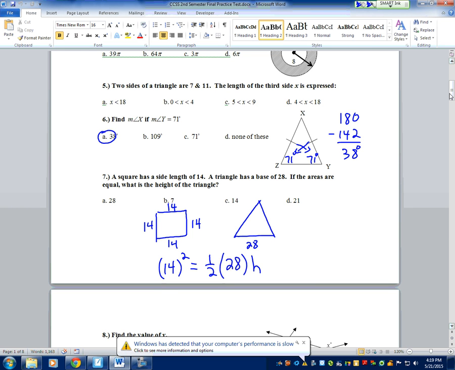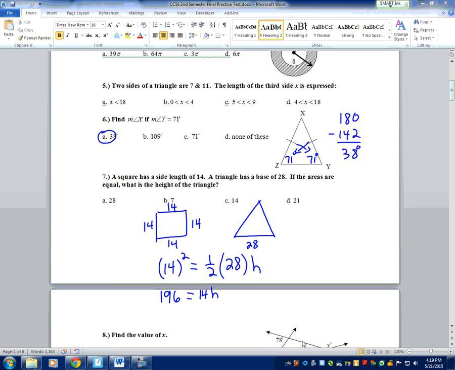So 14 squared is 196. Half of 28 is 14 times h. And if I divide each side by 14, I get my height h. So 196 divided by 14 gives me 14. Yes, so answer choice 14 is correct.